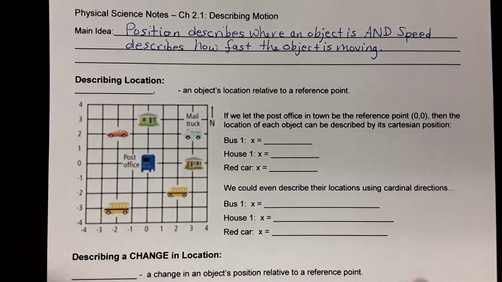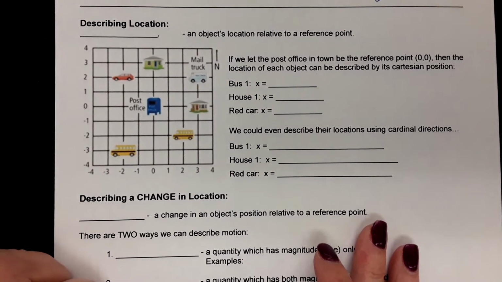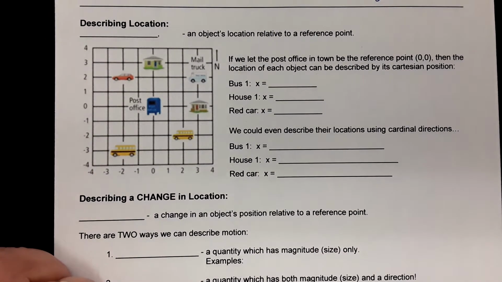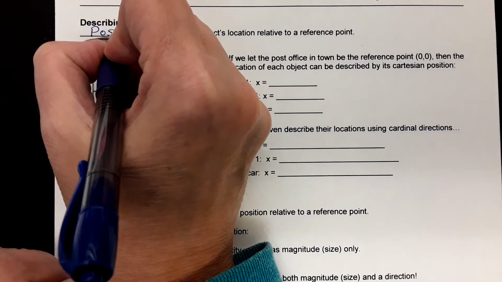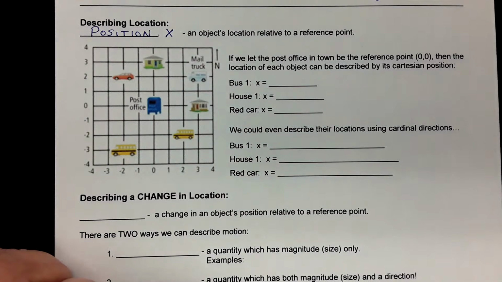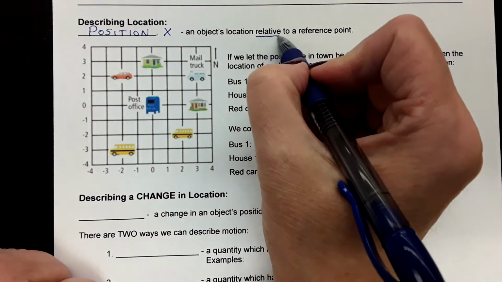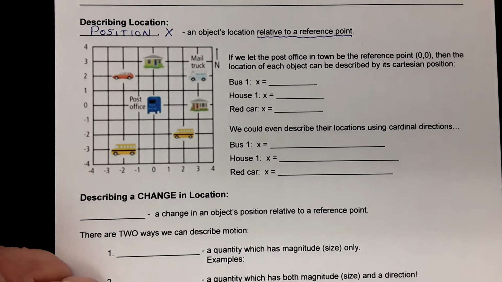Now, the first thing we have to learn to do when we're describing motion is learn how to describe the location of an object. There are a number of ways to do it, and we're going to look at the simplest ways. When you describe the location of an object, you describe it by its position. We use an X to describe position. Think about it. X marks the spot on a treasure map, doesn't it? So X is the location, the position, and it's always relative to a reference point. You have to know from where you're looking.